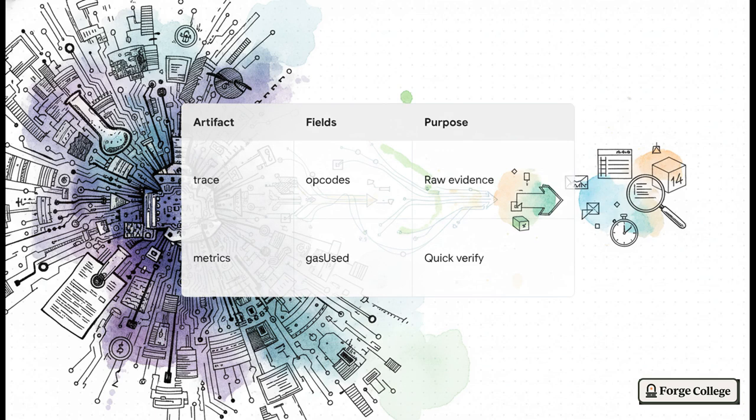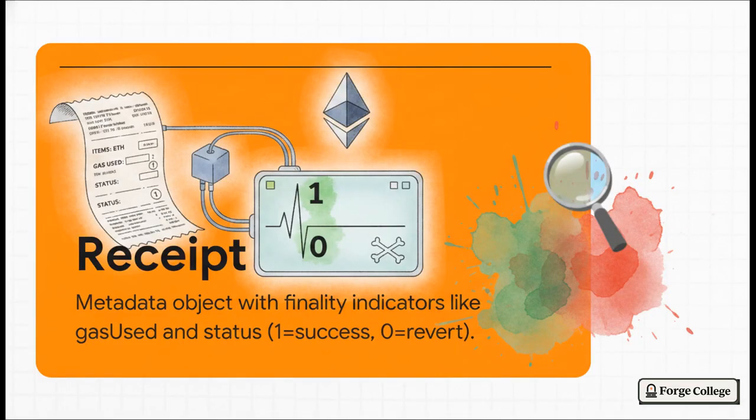By linking these two artifacts together, you get both the extreme granular detail and the quick, digestible finality indicators all in one place. And a major contributor to those metrics is the receipt. You'll extract data from the receipt to prove whether the transaction survived the simulation, scoring a status of 1 for success, or if it flatlined on the operating table with a revert status of 0. It is essentially the final heartbeat monitor for your transaction execution.